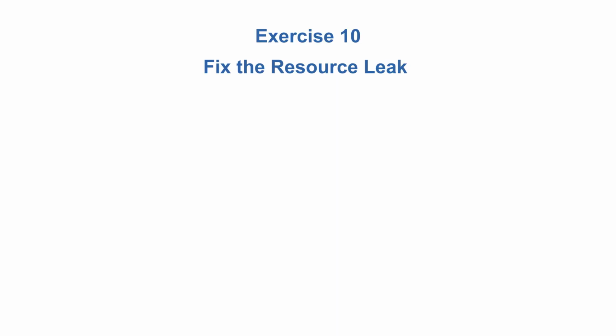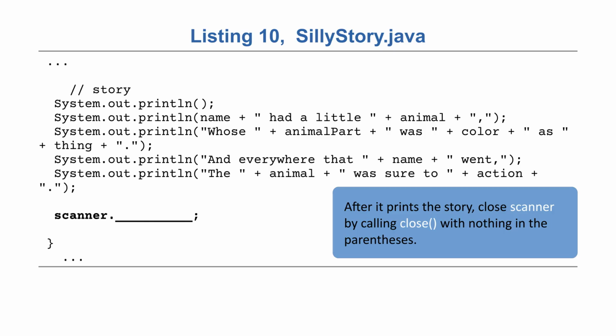Exercise 10. Fix the resource leak. After it prints the story, close scanner by calling close with nothing in the parentheses. Save the program. The warning should go away. Run the program. What happened? It should have run the same as it did in the previous exercise.